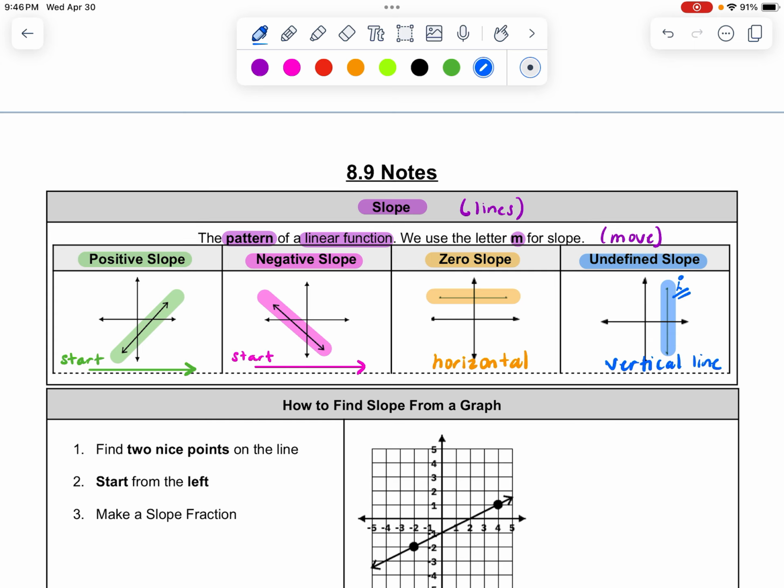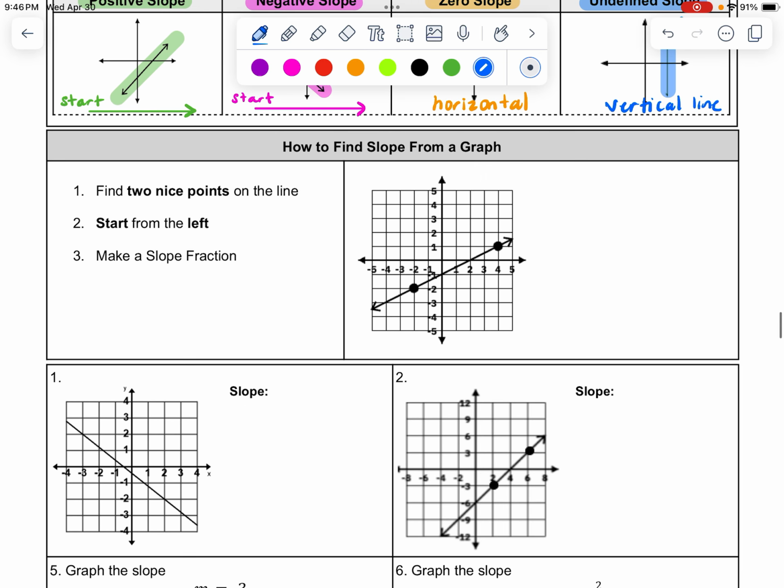Let's talk today about how to find slope from a graph. So we are going to be able to find slopes without graphs, but today we're going to focus on slope specifically when you look at a graph. Let's go over the rules.